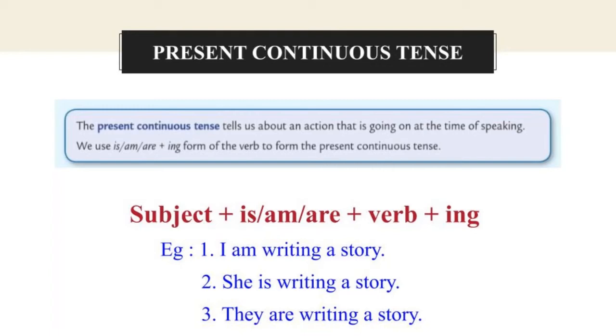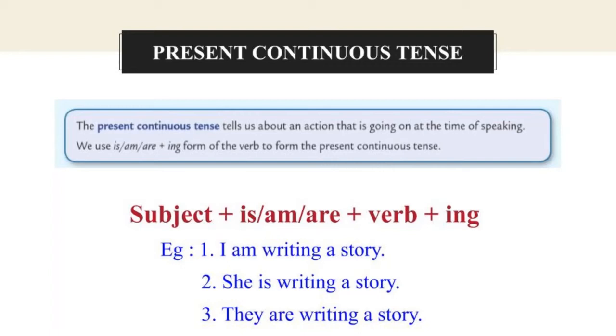Some examples are given. I am writing a story. I is the subject, am is the helping verb, writing is the main verb plus ing, a story. And the next one, she is writing a story. She is the subject, is the helping verb, writing is the main verb plus ing, a story. They are writing a story.